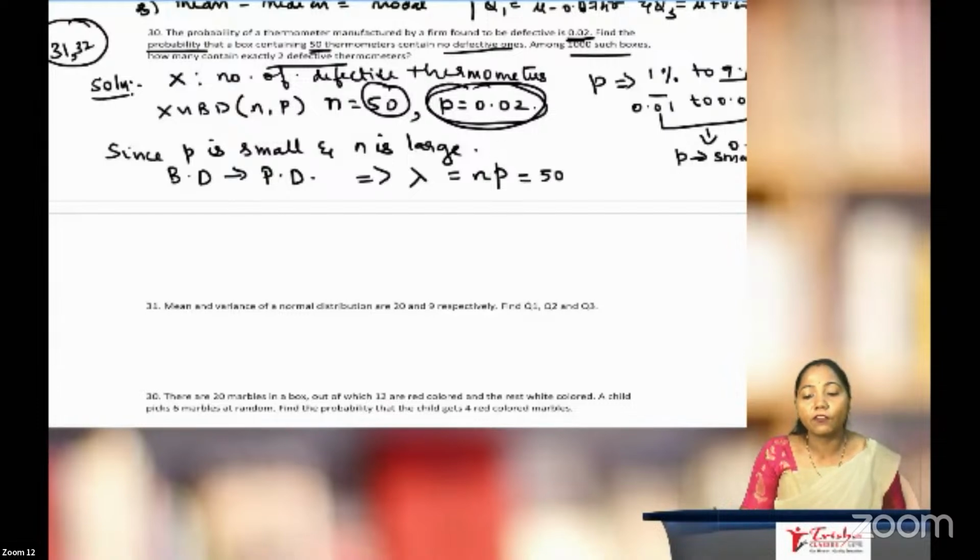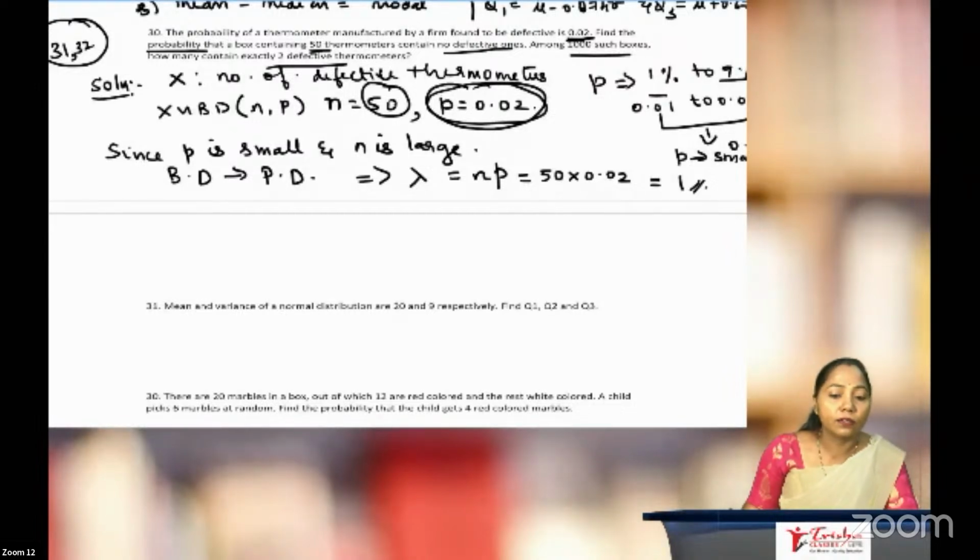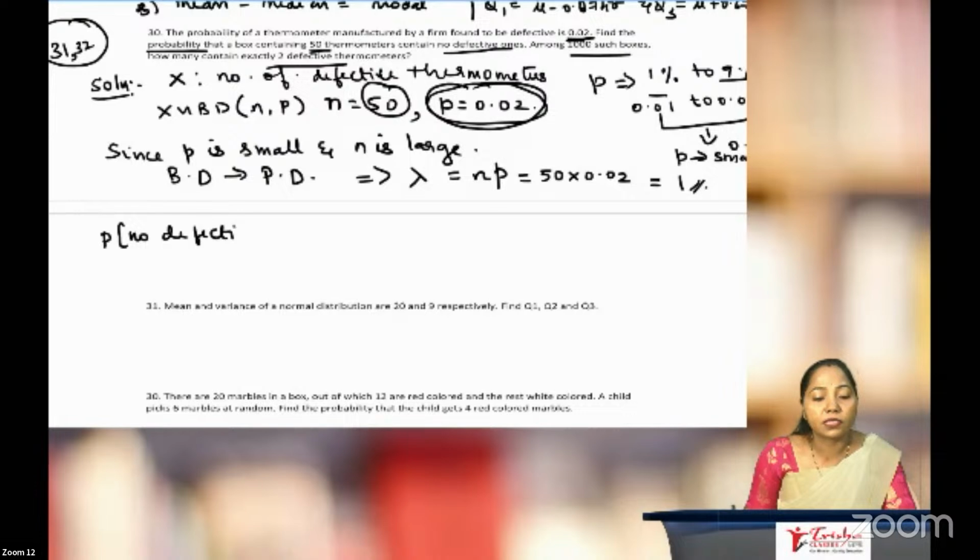So your n is 50 and p is 0.02. So 50 into 0.02 will be, what is the value? It is 1, isn't it? Now take lambda as 1 and solve the sum. The first question is, find the probability that a box containing 50 thermometers contains no defective ones.